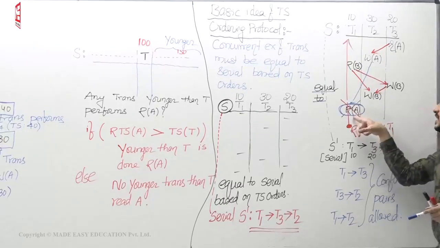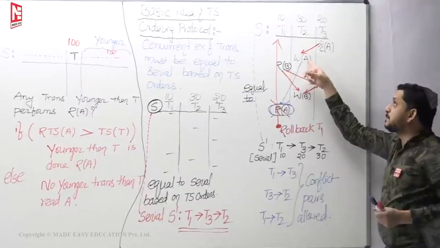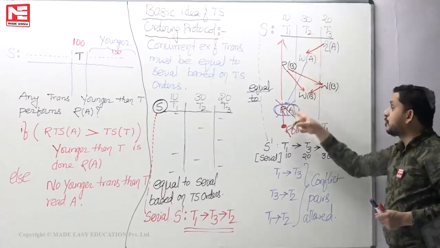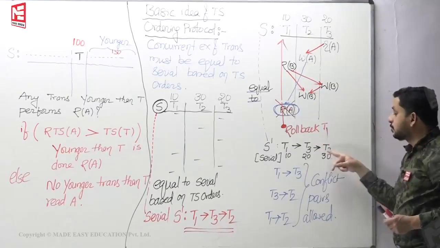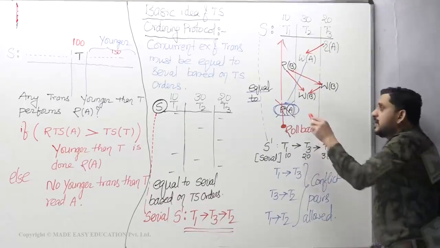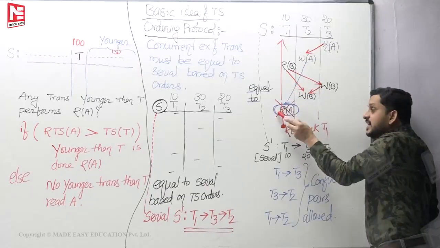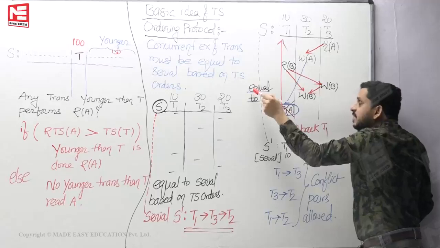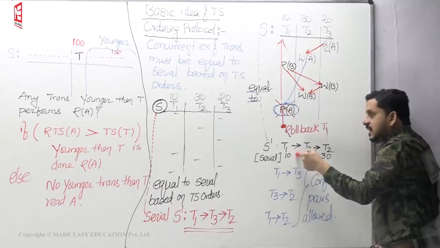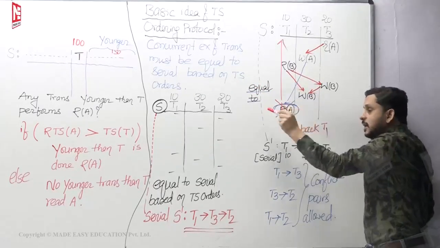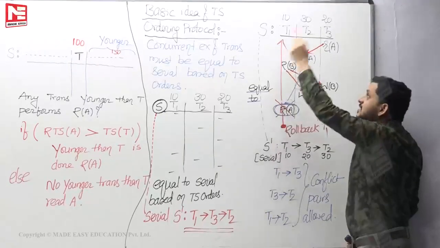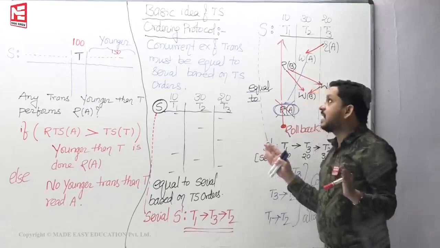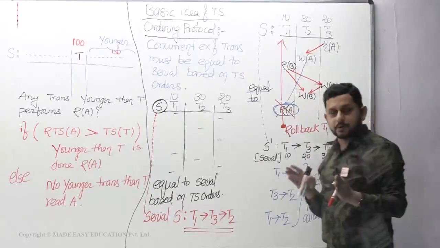But if you allow this read, then the precedence becomes T2 precedes T1. But according to the serial order, it is not T2 before T1, it is T1 before T2. So because of this read request, the schedule fails the equality condition to the serial, the corresponding read is not allowed, and the related transaction gets rolled back. This is the basic idea of the timestamp ordering protocol.